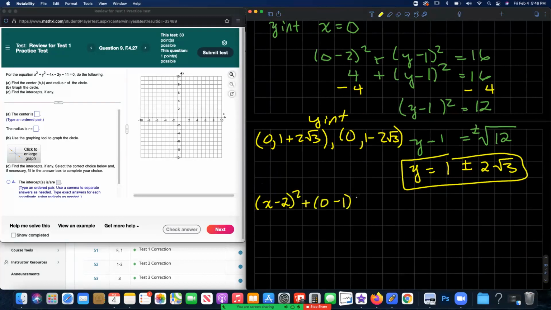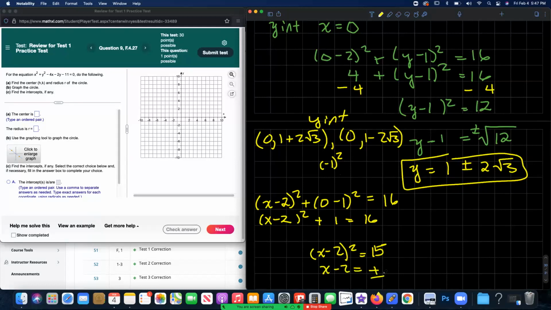So you got 0 minus 1 squared, you're absolutely right, is equal to 16. Then we got x minus 2 squared plus 1 equals 16. And I'm getting plus 1 because we have 0 minus 1, which is negative 1 squared. So negative 1 times negative 1, that's 1. So yeah. And we're going to subtract 1 from both sides. We end up with x minus 2 squared is equal to 15. And therefore, you end up with x minus 2 equals plus or minus root 15.